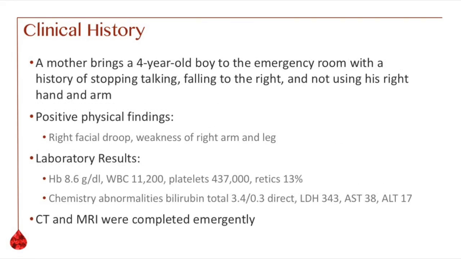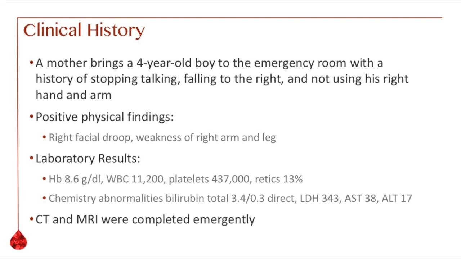The case is that of a 4-year-old boy with sickle cell disease who was brought to the emergency room with a history of not talking, falling to the right with trying to stand, and not using his right hand or arm. Physical findings include a right central seventh nerve palsy and severe weakness of the right arm and leg.